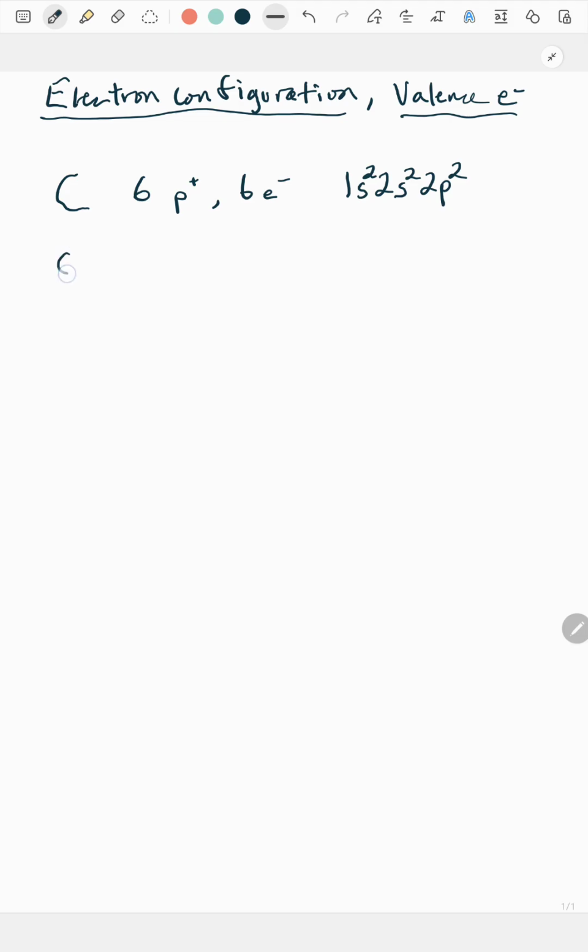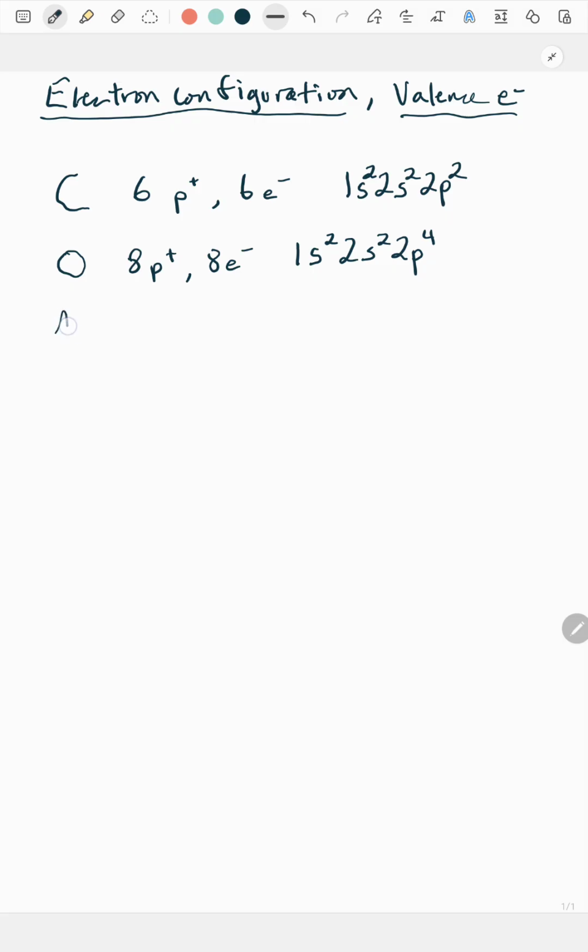Oxygen would be similar. This has 8 protons, so it must have 8 electrons. We do the same sort of thing: 1s2, 2s2. These always have 2 electrons, and they fill first if there are enough electrons to fill them. Then the remaining 4 electrons go into the 2p, 2p4. That is oxygen's electron configuration.